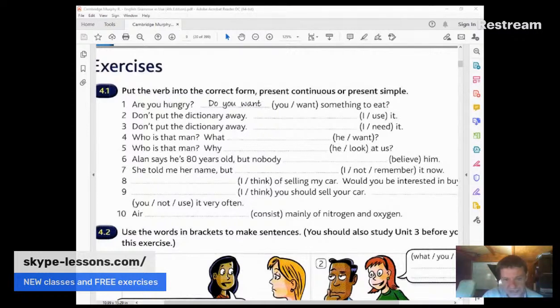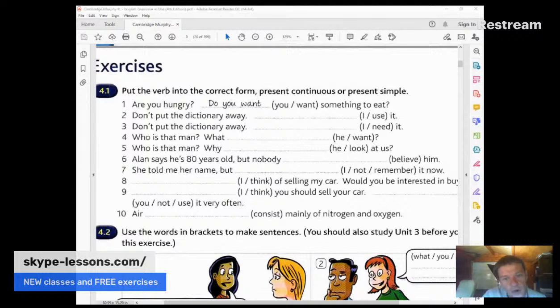Alan says he is 80 years old, but nobody believes him. Believe is stative. You can't use it in continuous. It's often the mind verbs. Believe is something you do with your mind. Like, love, prefer, want. All of these things are states of the mind. So it's often the states of the mind that are stative. She told me her name, but I don't remember it now. Yeah, remember is stative. We never use it in continuous. Yeah, you never say, I am remembering. I don't remember it. It's a state of mind again.